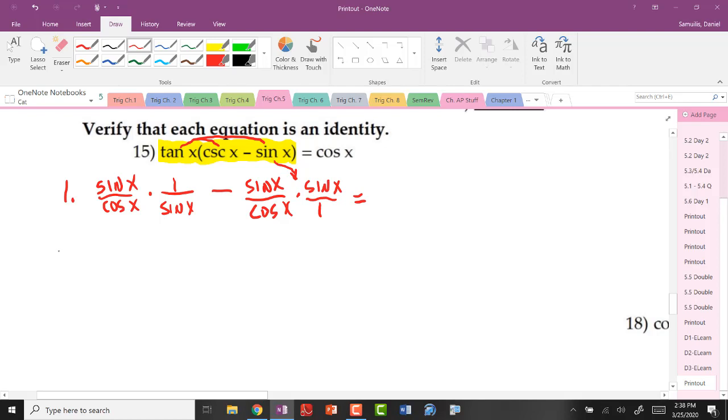The idea is you work with one side only until it turns into the other side. And feel free to do that. And then feel free to notice that you have a common denominator. So the next thing you should do is this. Go ahead and subtract them over this common denominator. And then this is 1 minus sine sine, which is sine squared.